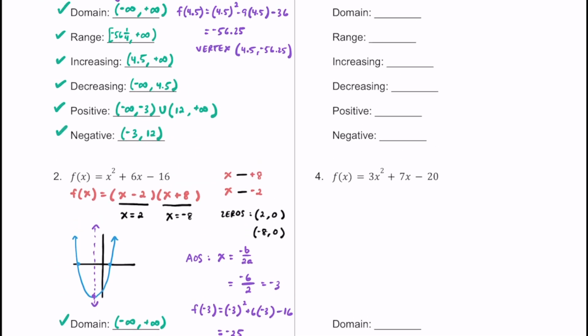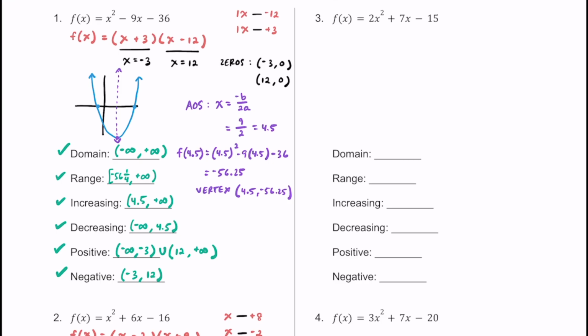Here's number 3. For number 3, we have this function f of x is equal to 2x squared plus 7x minus 15. This is the first function we have here where a does not equal 1. But because a is prime, we know the two factors have to be 2x and 1x if we can factor it. Now let's see, for negative 15, I'm going to choose 5 and 3 here to begin. We know one has to be positive, one has to be negative.